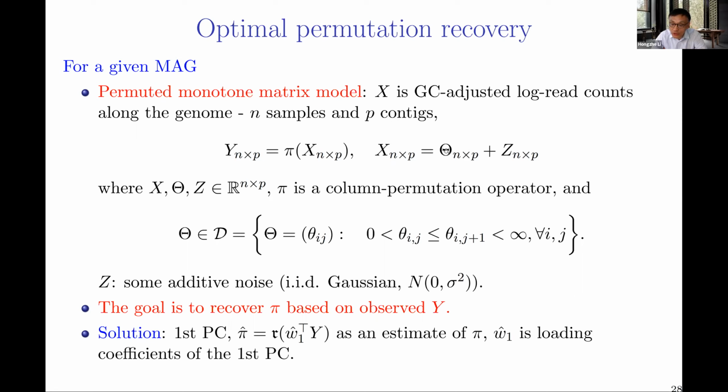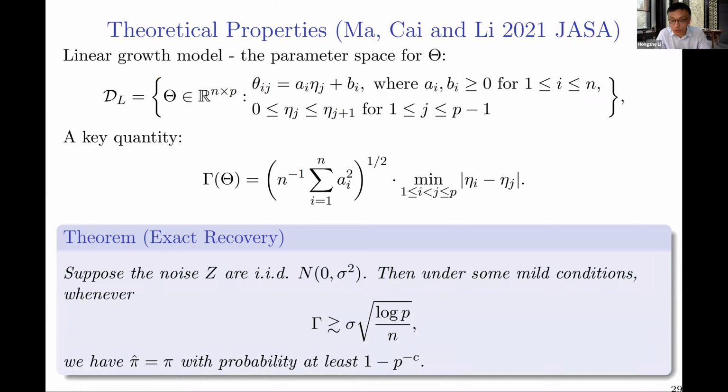And for this true matrix, we assume that each row is a monotone over different columns. But we don't observe this X. What we observe is a permuted version of X. So our observed contig coverage, without knowing the order, can be treated as a permuted version of the true coverage. The goal is, if I give you this Y, I want you to recover this permutation. We call this a permutation recovery problem, and it's done by performing the PCA. We studied some of the properties, which basically show that under certain conditions, PCA can indeed recover the order of the contigs. So I'll skip that.